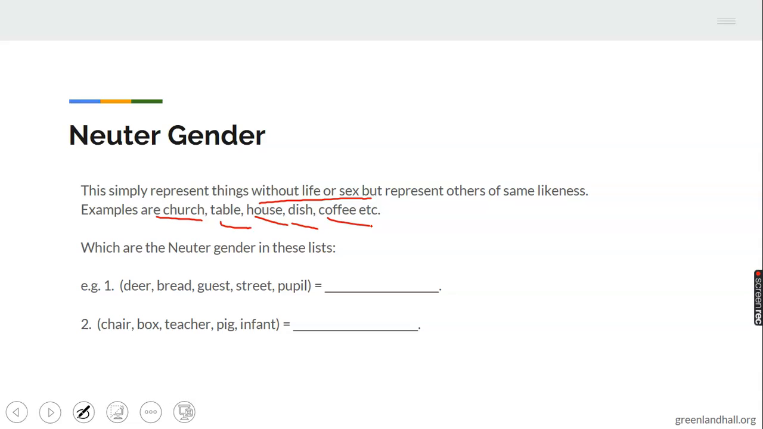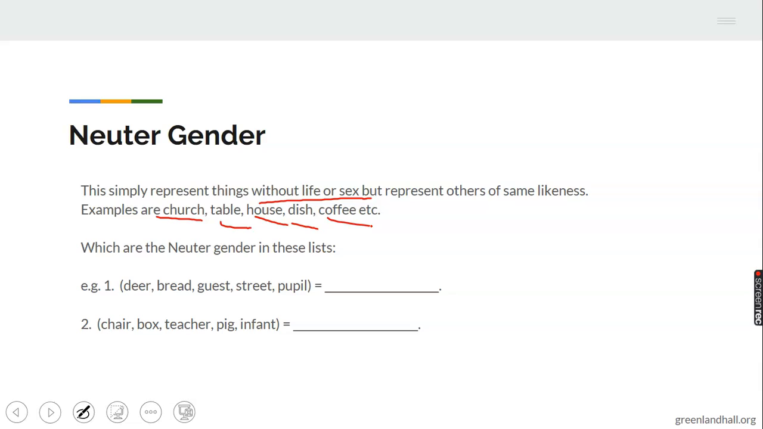They are not male, they are not female, they are not common gender. Common gender is the general name for both sexes. But neuter refers to non-living things. Is that taken?